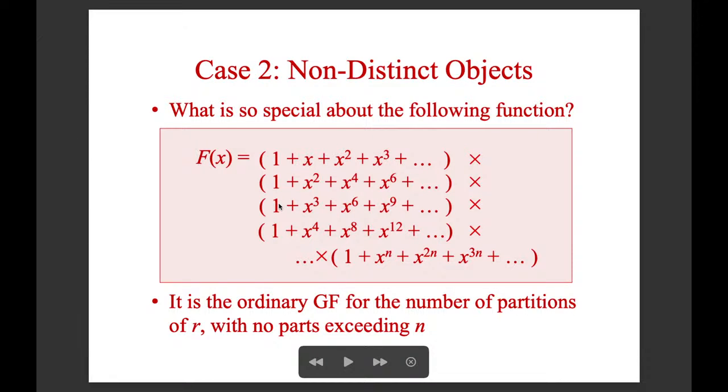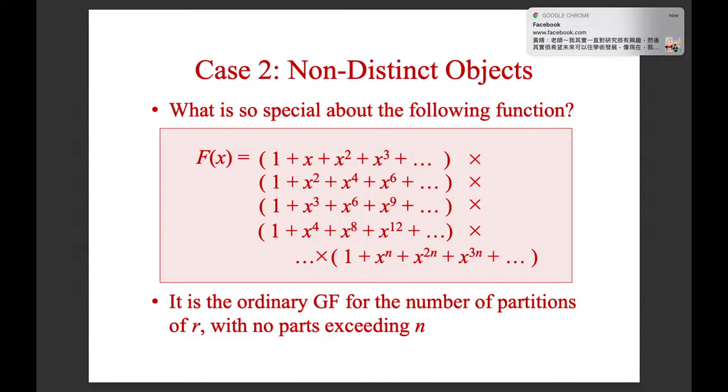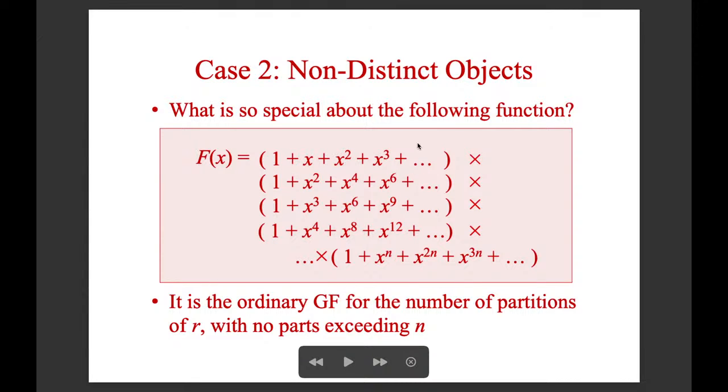Now, if I want to get a partition of 4 into 1 plus 3, how would that be? We are going to choose this x here because we are choosing one copy of 1, zero copies of 2, one copy of 3, and zero copies of 4. So 1 plus 3 corresponds to something like this. We are choosing x to the power 1 here and x to the power 3 here. Now, how about 1 plus 1 plus 1 plus 1? In this case, we are choosing 4 copies of 1. Then we are choosing x to the power 4 in the first polynomial, and then 1 here, 1 here, and 1 here, meaning that we are not choosing any copy of 2, 3, or 4.